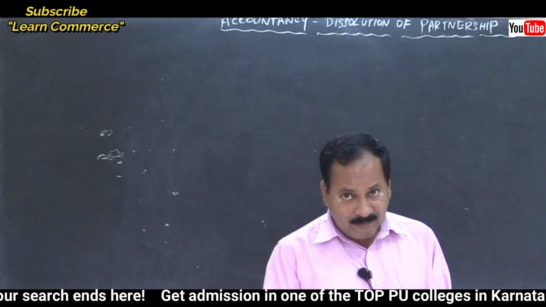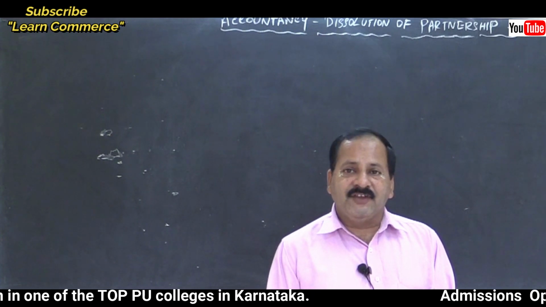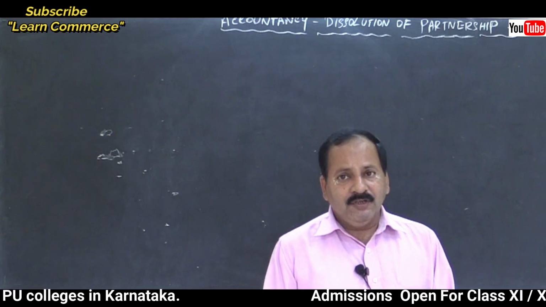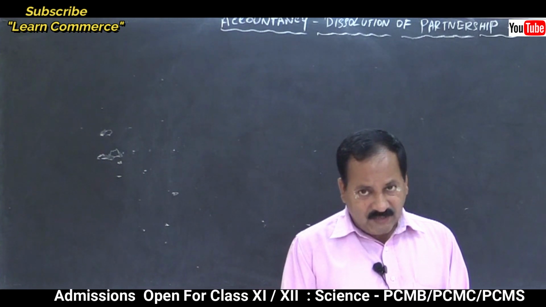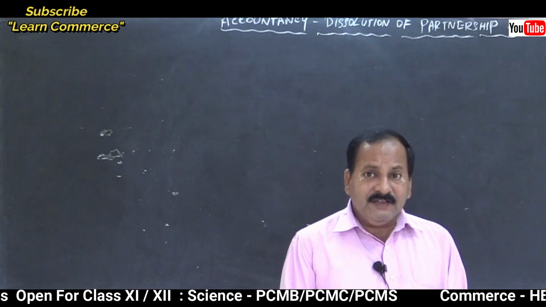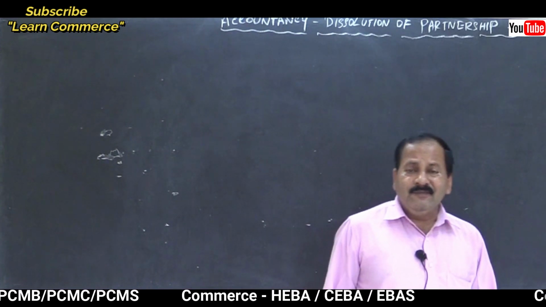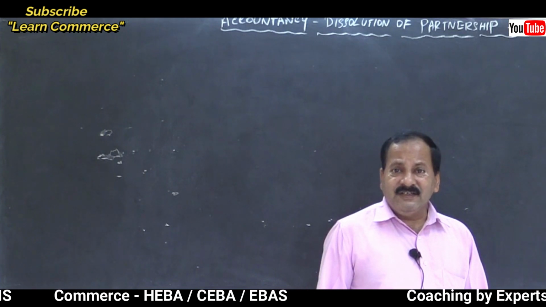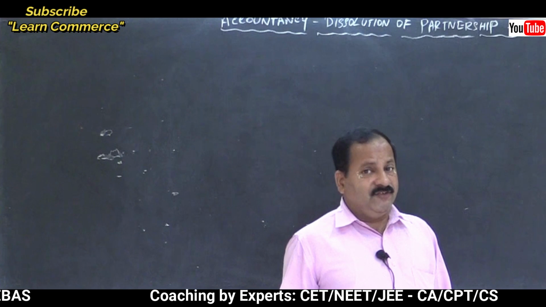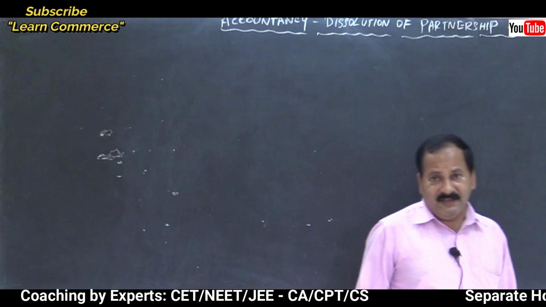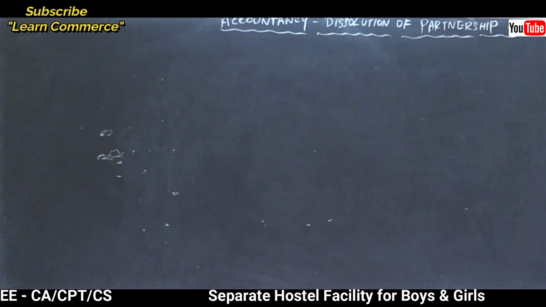Let us analyze the liability side first. Creditors and bills payable are both external liabilities, and should be transferred to realization account. And Akash's loan: Akash is a partner, yes, so it is an internal liability. Should it be transferred? No, it should not be transferred to realization account because it is an internal liability, right?